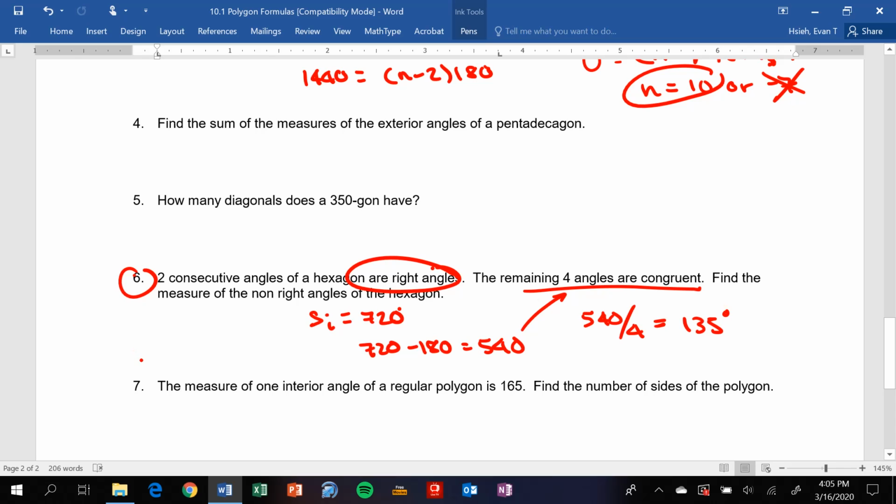And that's it. Number 7 is actually a problem from the next section, so we'll talk about that next day. That's 10.1. And 10.2, quite frankly, is not any different. It's just a few extra harder problems.